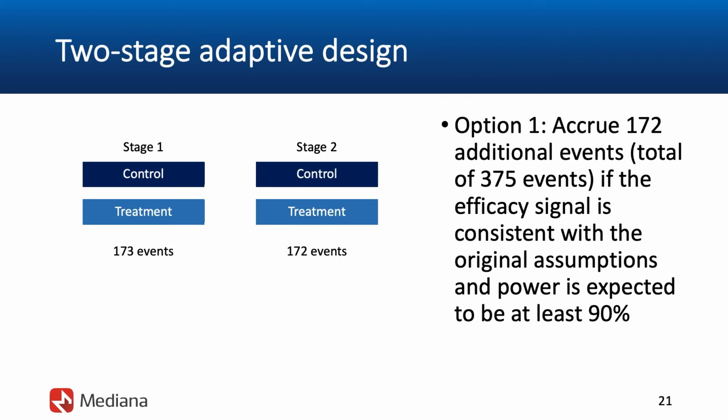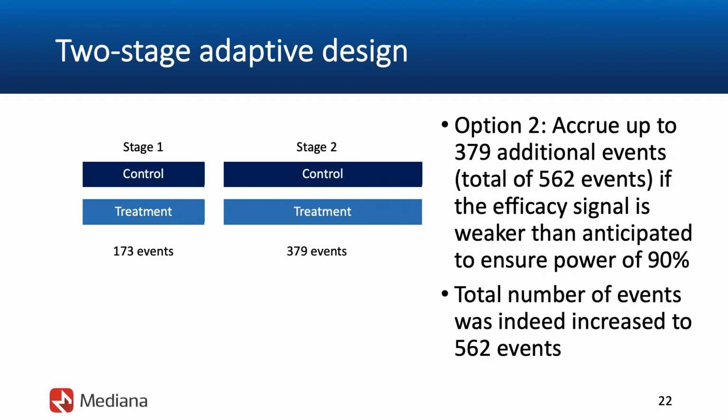Two options were considered at the time of the interim analysis. The first option, in case the efficacy signal was sufficiently strong, would be simply to continue with the original design, which was to accrue an additional 172 events, so that the total would be 375 events. And that would guarantee that the overall probability of success in the trial would be at least 90%.